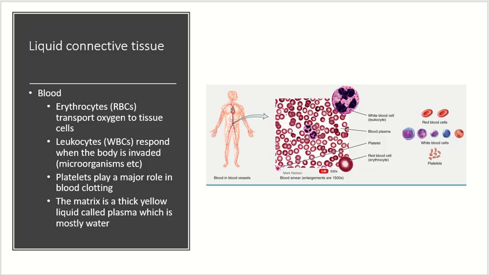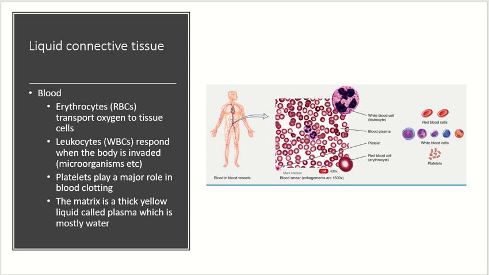Now, we're just very briefly going to look at the various components of liquid connective tissue. Again, these are both covered in A&P2, so we won't get too in depth here. Our liquid connective tissue, like we mentioned, we've got blood and lymph. We've got a couple of different cells that are going to make up blood. We've got our erythrocytes. These are our red blood cells that are responsible for transporting oxygen to various tissue cells.